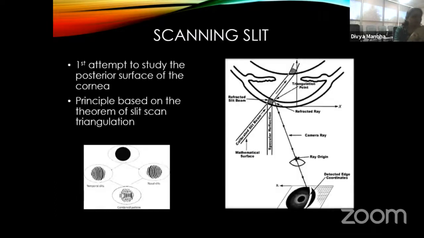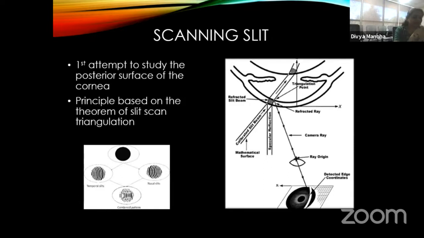The limitation of the Placido disc is again that it does not give the posterior surface maps. So the next technology is the scanning slit, and this was the first attempt to study the posterior surface of the cornea. The prototype for this would be the OpScan.